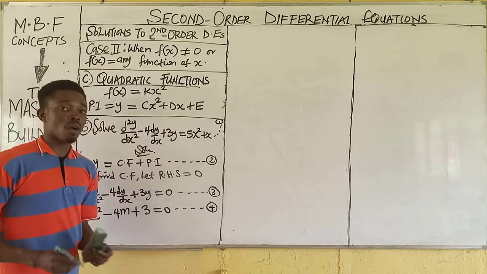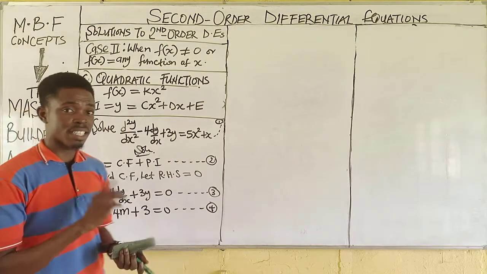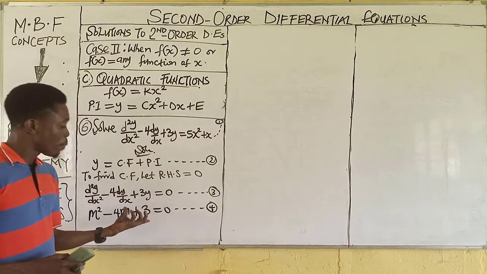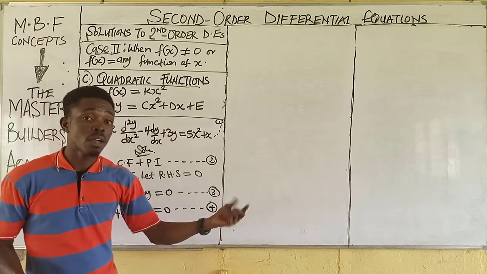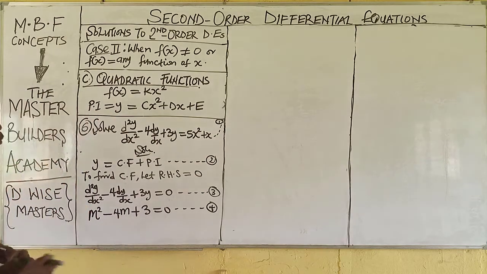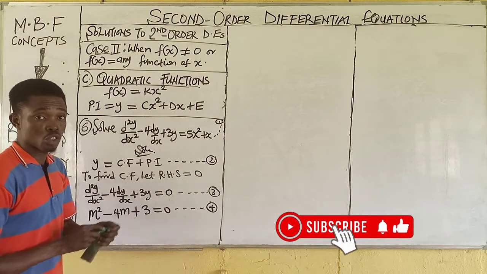Don't forget that this equation form is the auxiliary equation. When you are writing this in an exam, ensure that you state it before you put down this equation, or after putting down this equation, then you can state that it is an auxiliary equation. Now, from equation 4, we can see that we have a quadratic equation.